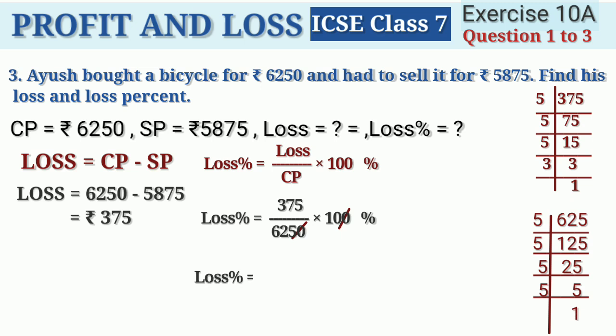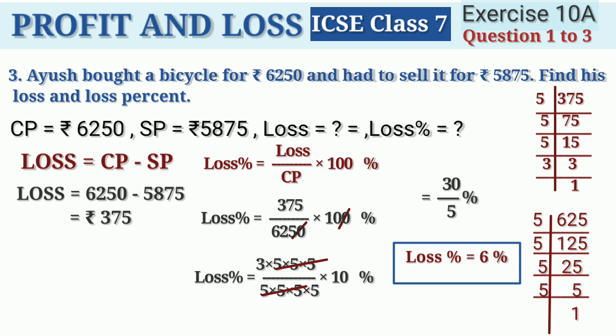We will replace numbers by respective factors. Three 5s from numerator and denominator can be cancelled. So we are left with 3 into 10 upon 5, that is 30 upon 5, which on cancellation gives us 6. So loss percent is 6%.